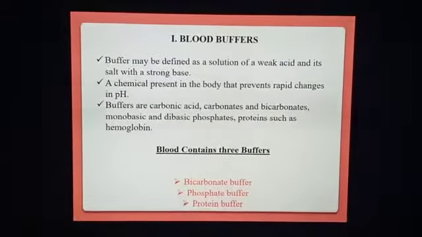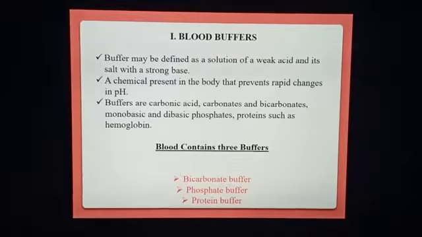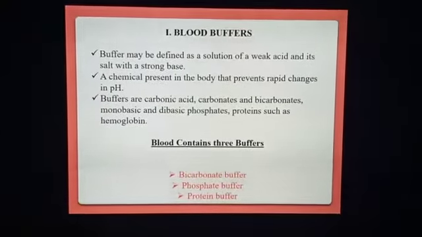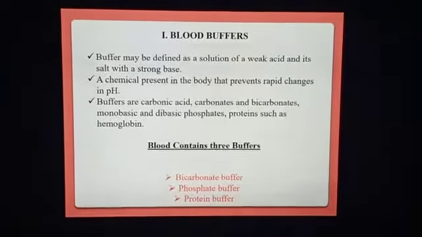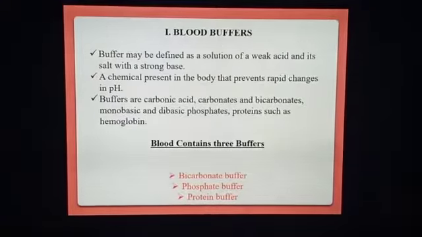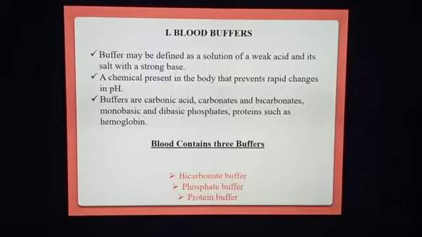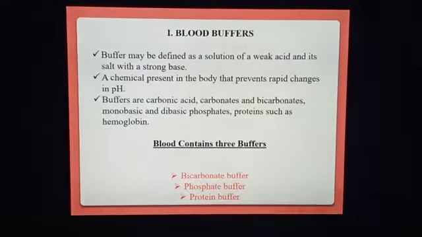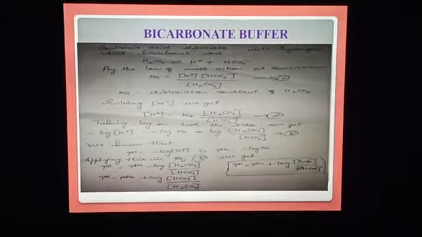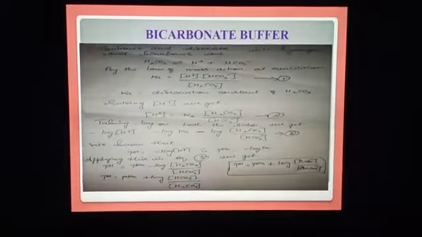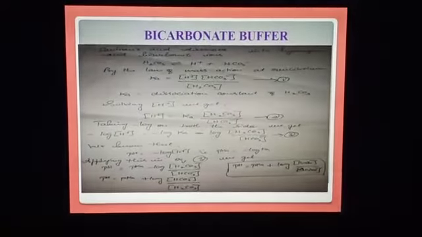The chemicals present in the body that prevent rapid changes in pH are buffers: carbonic acid, carbonates and bicarbonates, monohydrogen and dibasic phosphates, and proteins such as hemoglobin. Blood contains three buffers: the bicarbonate buffer, the phosphate buffer and the protein buffer. Coming to the bicarbonate buffer, carbonic acid dissociates into hydrogen and bicarbonate ions. This equation is the same as the Henderson-Hasselbalch equation. Here we are using the carbonate and bicarbonate buffer.